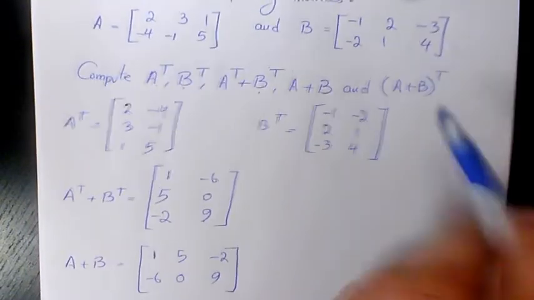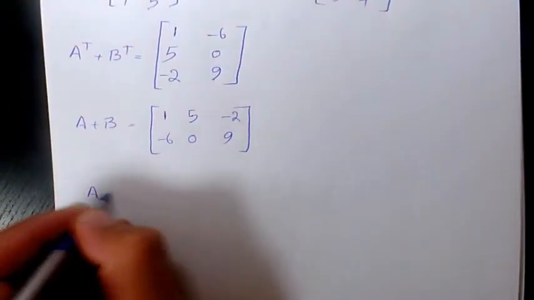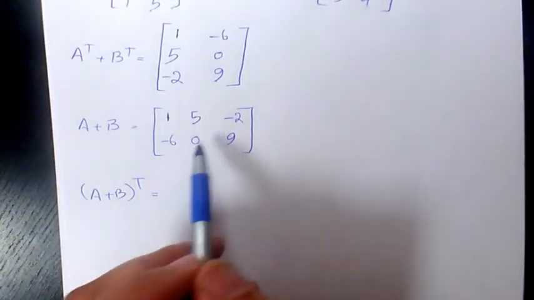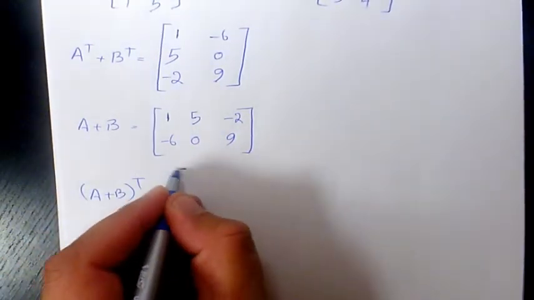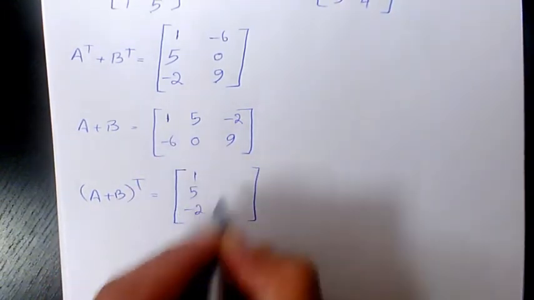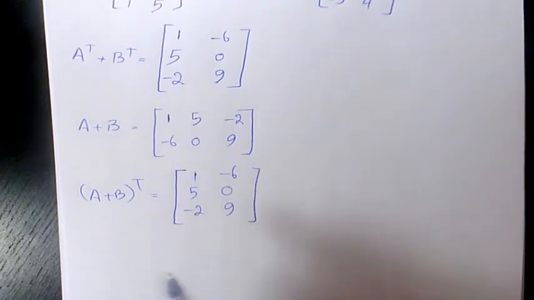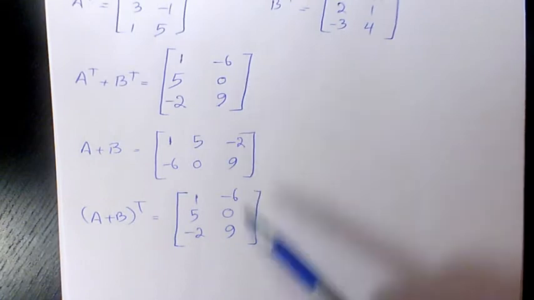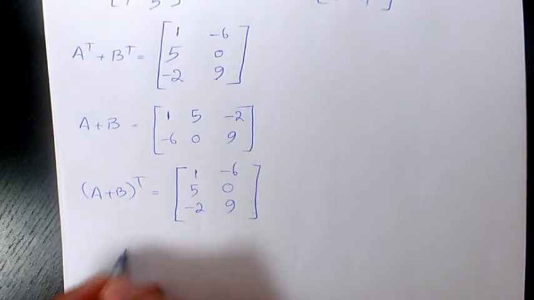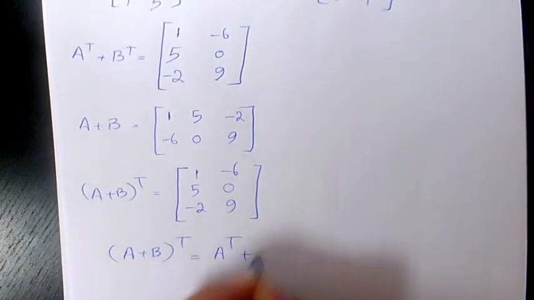Now the last part, it says (A plus B) transpose. So (A plus B) transpose is going to be the transpose of this. This one is already 2 by 3, which means that the transpose is going to be 3 by 2. So 1, 5, -2, -6, 0, and 9. Now if you compare it with this one, you see you have exactly the same answer. So we're going to say (A plus B) transpose equals A transpose plus B transpose.